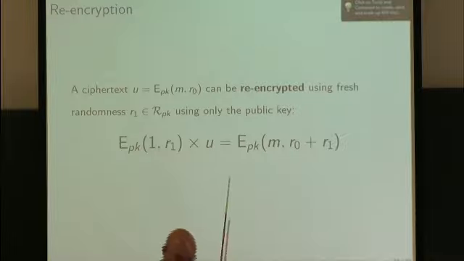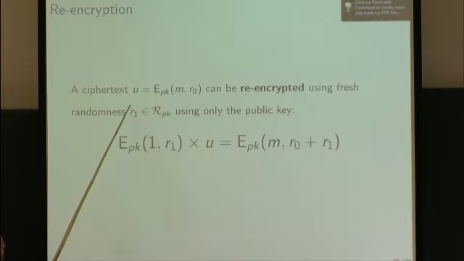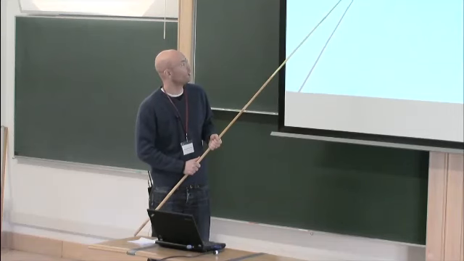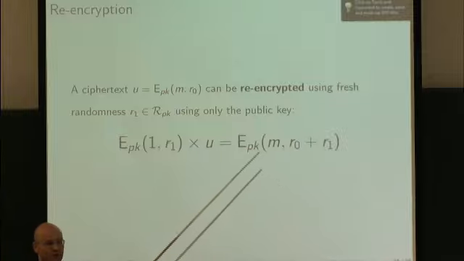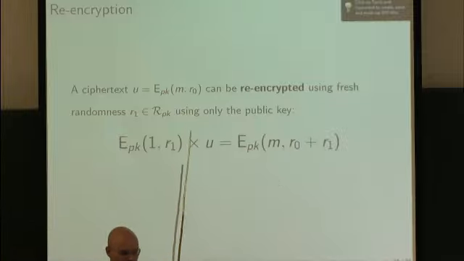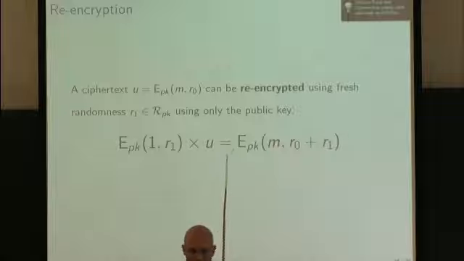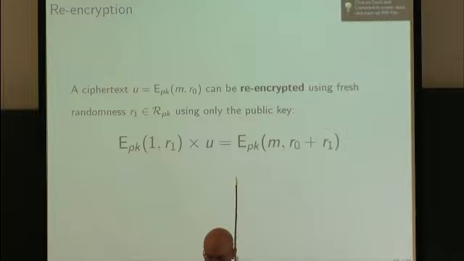Okay, so a very cool property of this is that you can take a ciphertext, U, and multiply it by a ciphertext of 1, and this means that you have re-randomized it. So you get a new ciphertext which is identically distributed to the original one, but independently distributed. That's a very nice property, and this is used in mix nets.